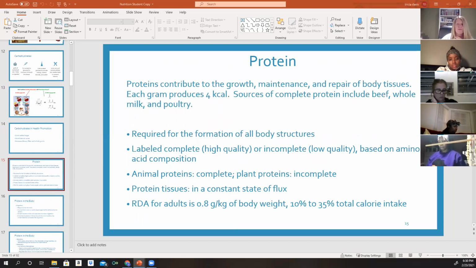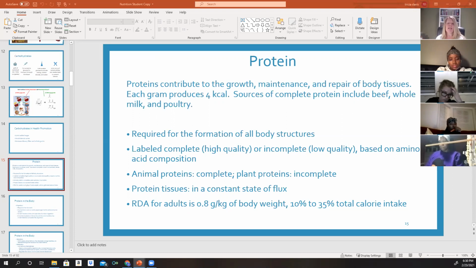All right, next is our protein. Proteins contribute to our growth, and they maintain and repair our body tissues. Each gram of protein produces 4 kcals. Sources of complete proteins include beef, whole milk, poultry, and certain vegetables. Proteins are required for the formation of all body structures, including our genes, our enzymes, our muscles, our bone matrix, our skin, and our blood.